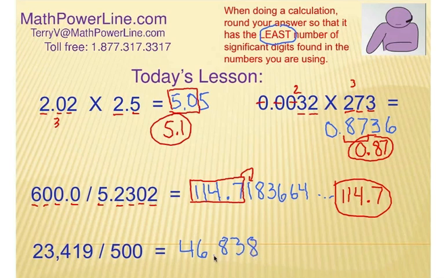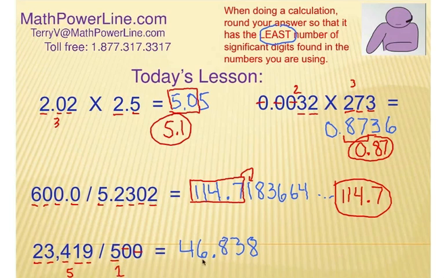Alright, let's look at the significant digits in our final example here. Should be pretty easy by now. All 5 digits here are non-zero, so there you go, 5 significant digits in that number. 500, there's no decimal point. Those are trailing zeros. We can't count them. And so 5 is the only significant digit there.